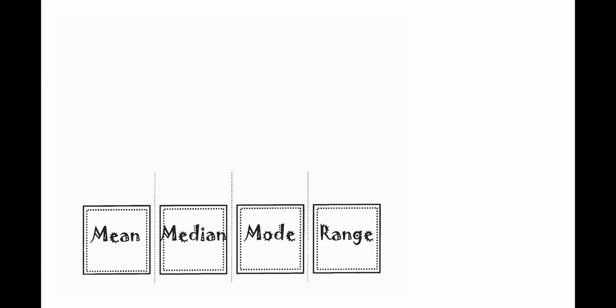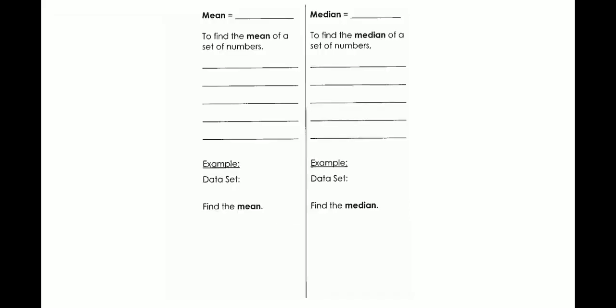In this video, we're going to cover measures of central tendency, and we're going to focus on four concepts: mean, median, mode, and range. Those are four different ways we can look at the data. So let's begin. If you have the foldable notes, go ahead and follow along, or you can follow along on your own paper.